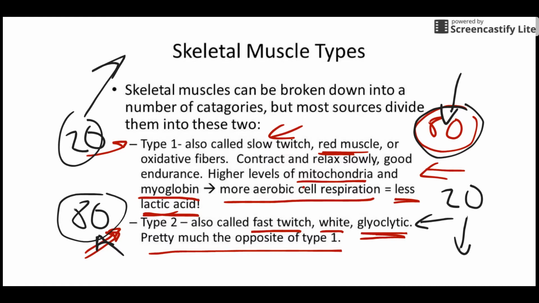Okay, those guys that seem to be really good all-around athletes, they're typically pretty well mixed. They have a nice blend of both of these, so if they train both the muscle fibers and they work hard at it, they can actually succeed in both settings.